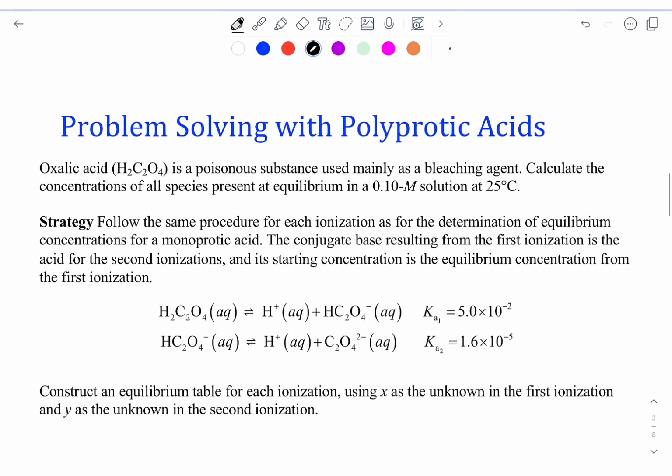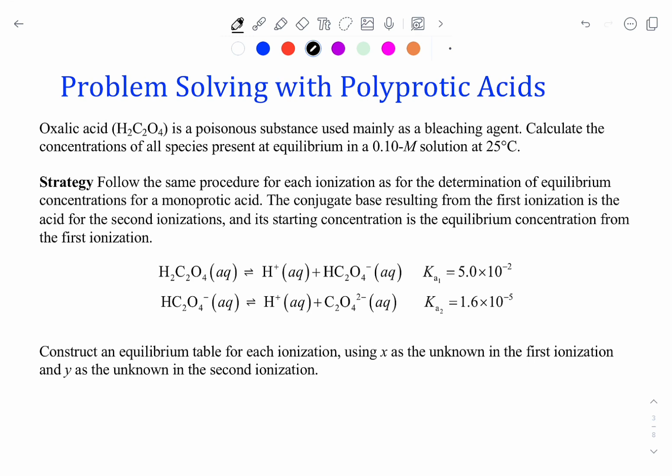So let's look at another diprotic acid, which is oxalic acid. We know it's a diprotic because it has 2 hydrogens there. Oxalic acid is a poisonous substance that's used mainly as a bleaching agent. We want to calculate the concentration of all species present at equilibrium in a 0.1 molar solution at 25 degrees Celsius. So we're looking for the concentration of H2C2O4. We're also looking for the H plus concentration, and the concentration of oxalic acid after it's lost one of its hydrogens.